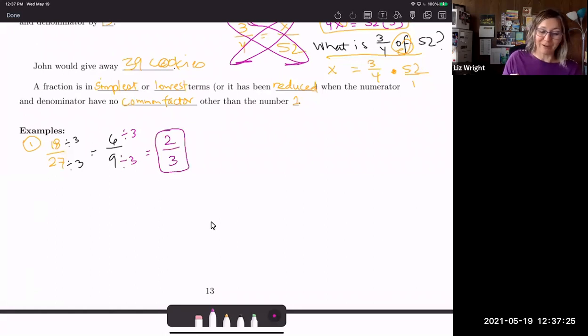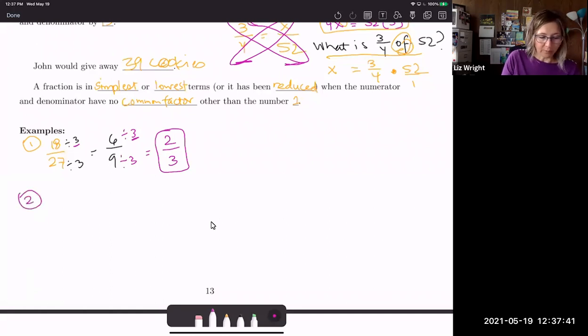You can also just start from the very beginning. You can say, well, I see that I can take out a 9. Well, that makes sense, right? If I take out a 3 and a 3, 3 times 3 is 9. So 18 divided by 9 is going to give you 2. 27 divided by 9 is going to give you 3.